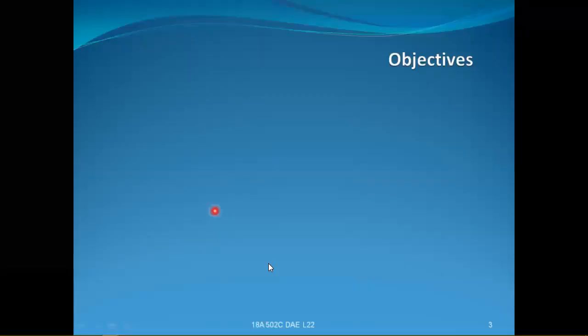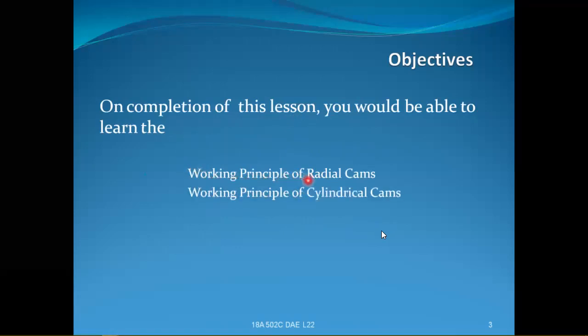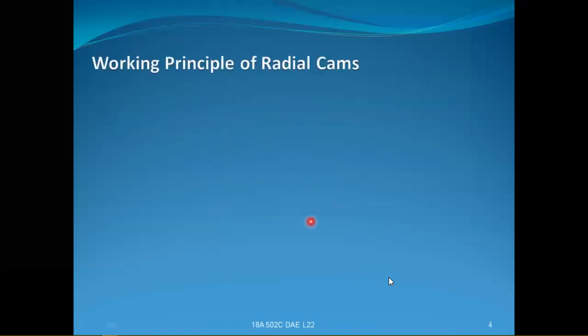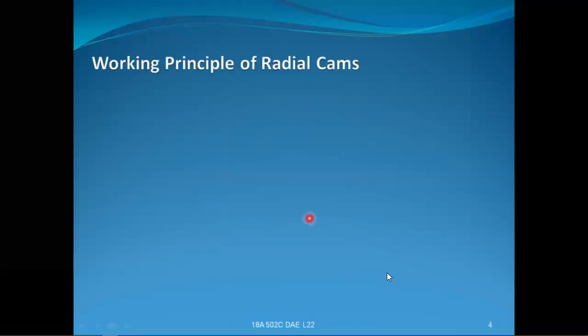Today, in this lesson, the objectives are: on completion of this lesson, you would be able to learn the working principle of radial cams, working principle of cylindrical cams, nomenclature of radial cam. So let us see the working principle of radial cams.